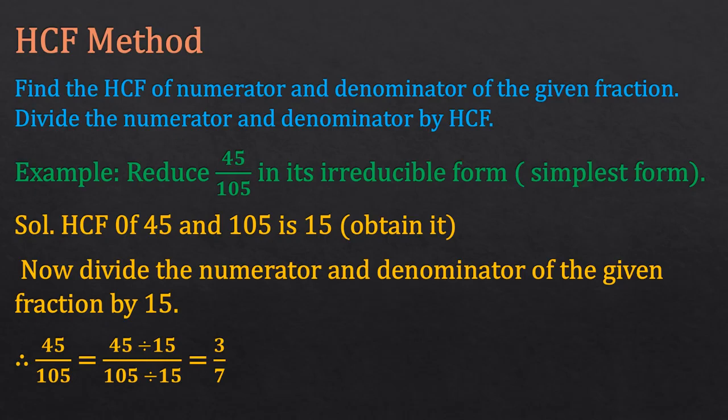Reduce 45 upon 105 to its irreducible form, that is the simplest form. Now the HCF of 45 and 105 is 15, that you have to find out. Now divide the numerator and denominator of the given fraction by 15. Here I am dividing 45 by 15 and 105 also by 15 and we will get 3 upon 7. So the simplest form of 45 upon 105 is 3 upon 7.